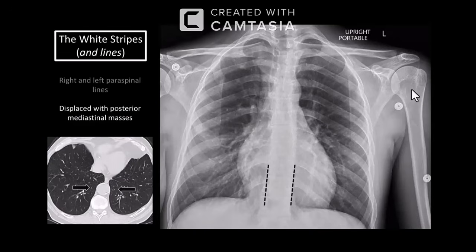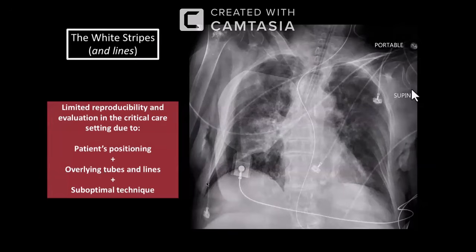These lines have very crucial roles. However, it is difficult to reproduce or evaluate, especially in critical care settings. Especially in ICU setups, patient positioning may not be correct, and there can be multiple overlying tubes and lines. And of course, an overexposed or underexposed suboptimal technique can also lead to under-evaluation of these lines and stripes in the ICU setups.